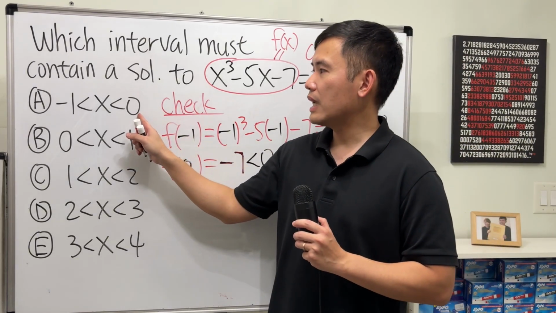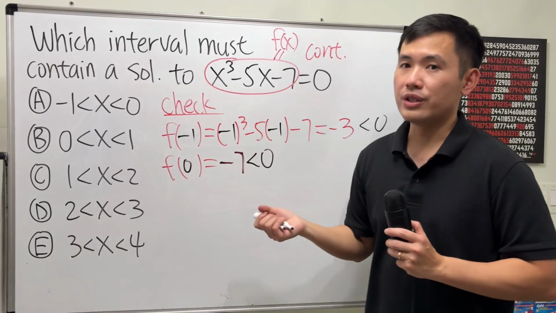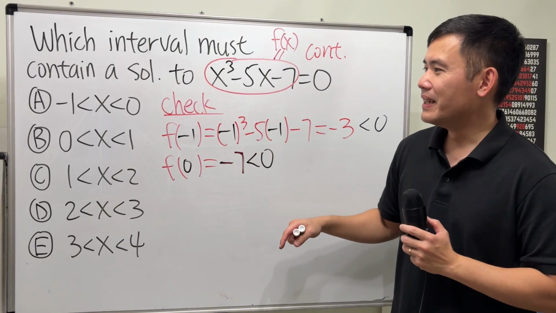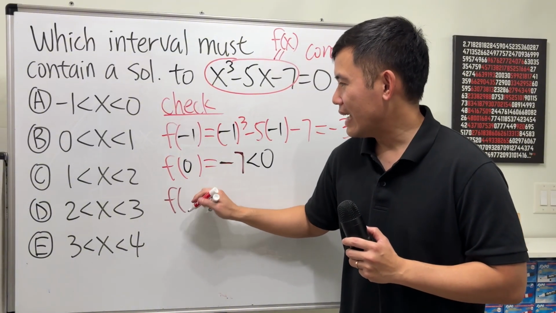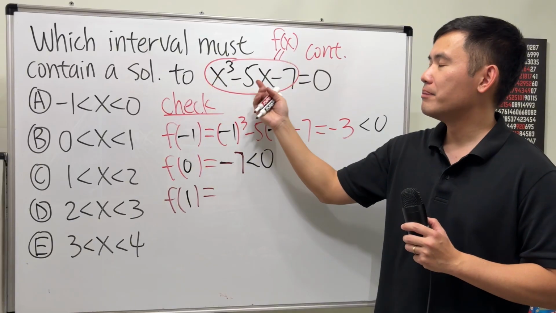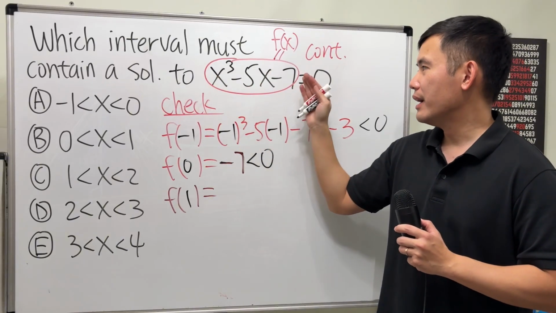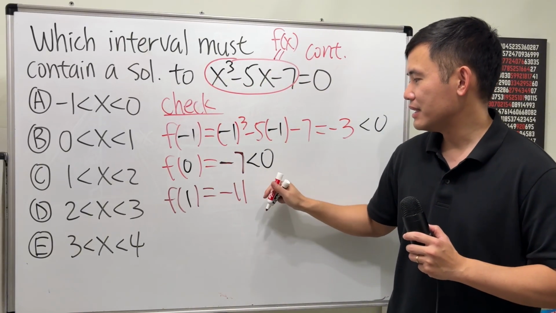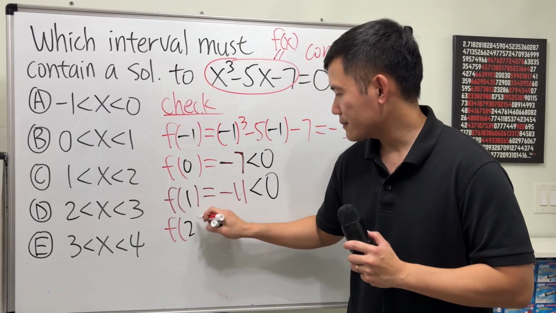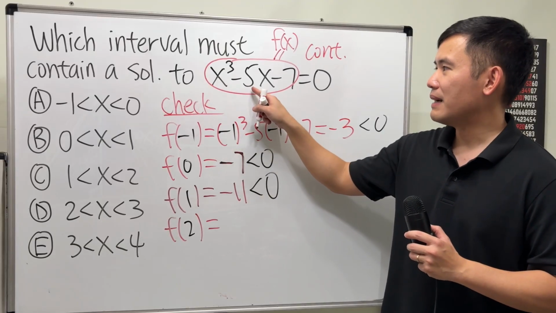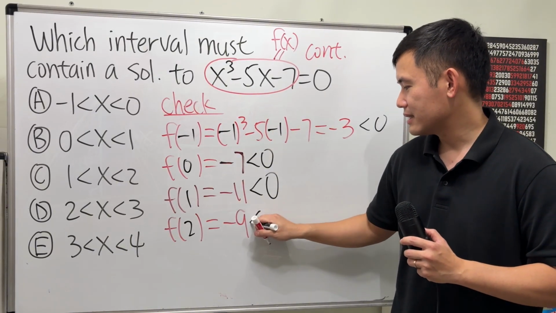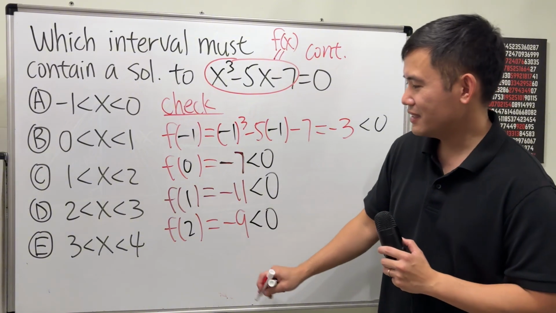So in fact, we cannot guarantee that A has a solution. In fact, it does not either. Now, at 1, the next x value, plugging in 1, we get 1 minus 5, which is -4, and then minus 7, that's -11, still negative. Continue, f of 2. 8 minus 10 is -2, and then minus 7 is -9. That's still negative.